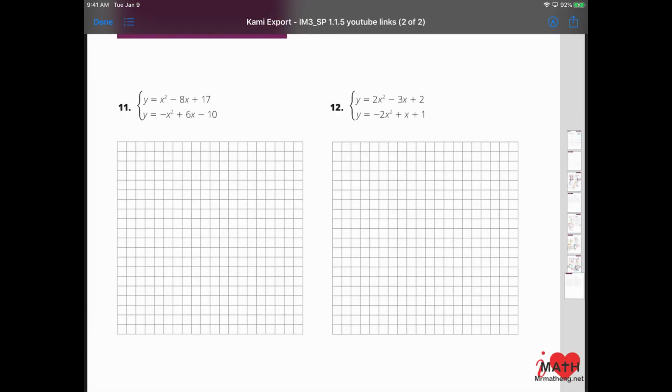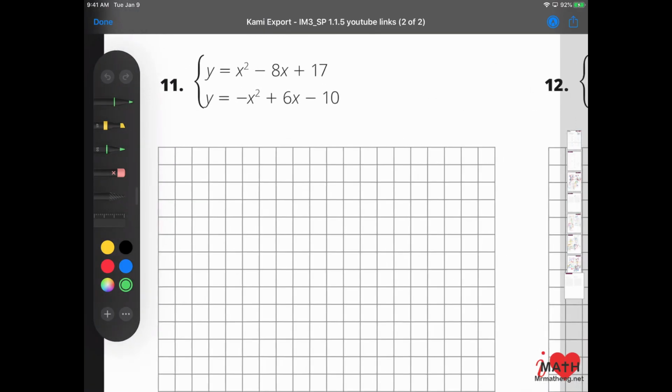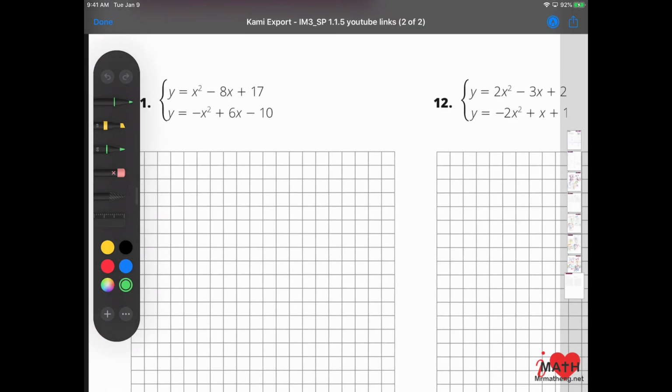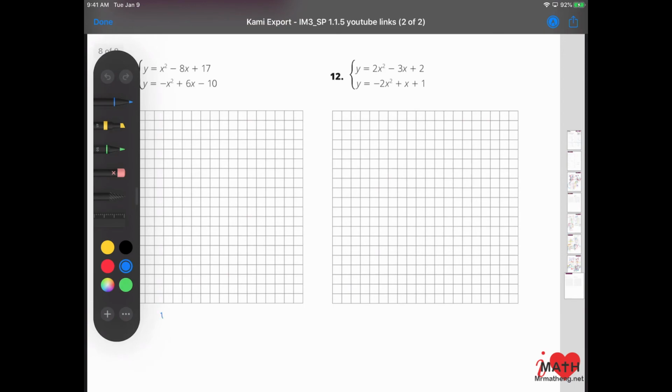Hey guys, let's go over D11. We need to solve this algebraically and then go ahead and prove it graphically. So what I'm going to do is just copy down the problem below. Y equals x squared minus 8x plus 17. And this other equation is y equals negative x squared plus 6x minus 10.